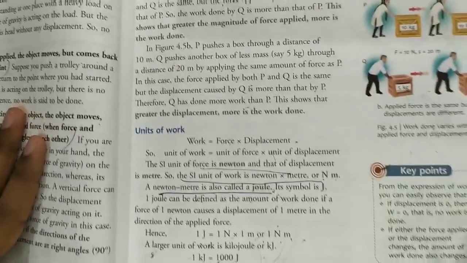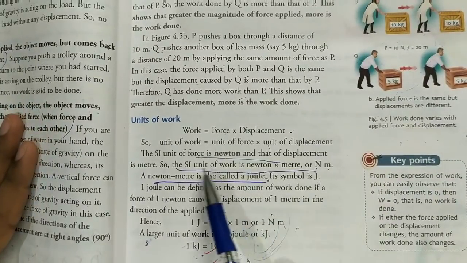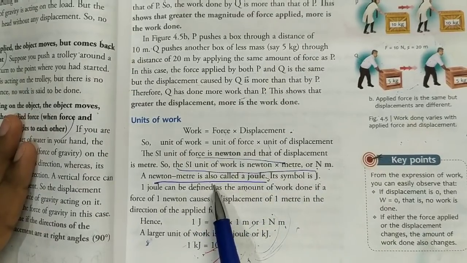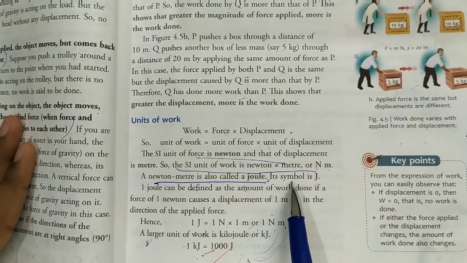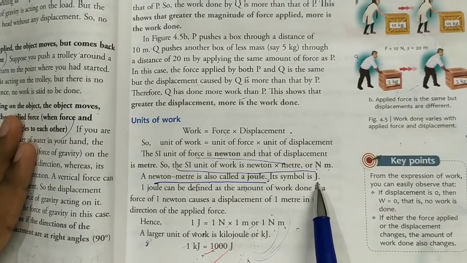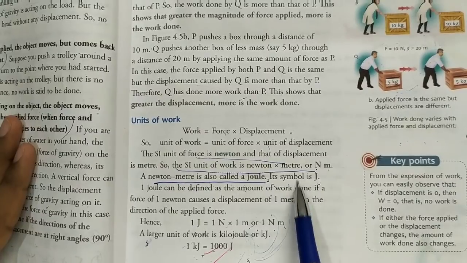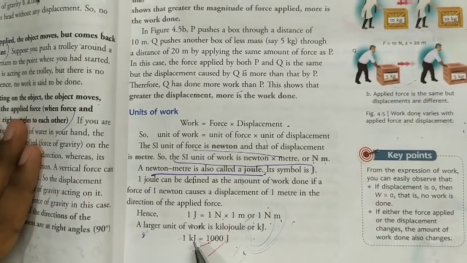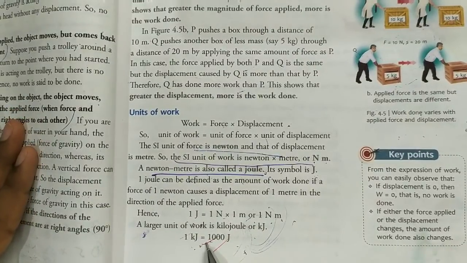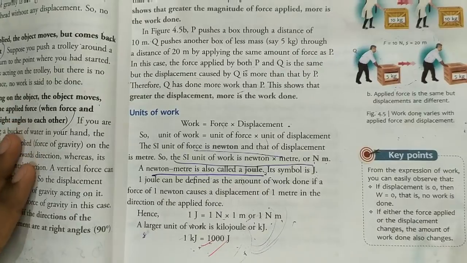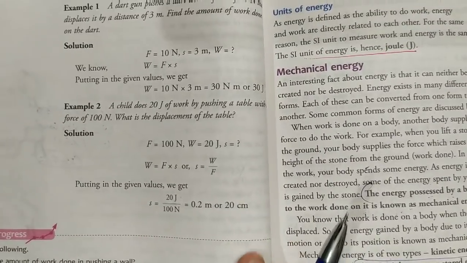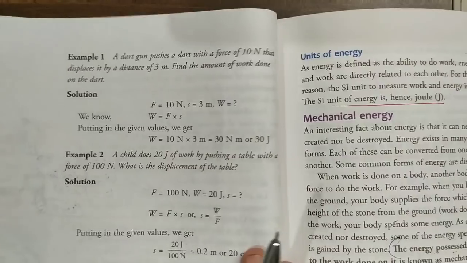Then we studied the unit of work. The SI unit of work is Newton meter, which is also called joule, and it is denoted by capital J. Since joule is a smaller quantity, for practical purposes we use kilojoule, and 1 kilojoule is equal to 1000 joule. I hope this was a quick recap of the previous topics. Now, coming to the examples.